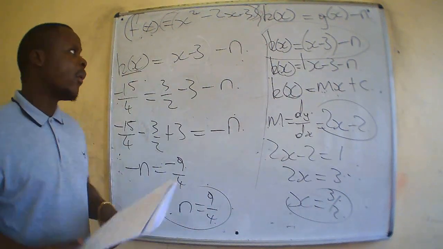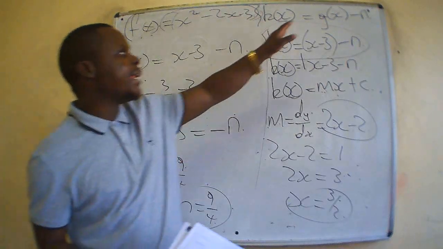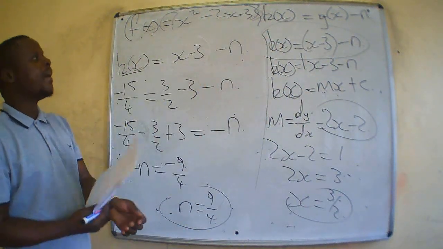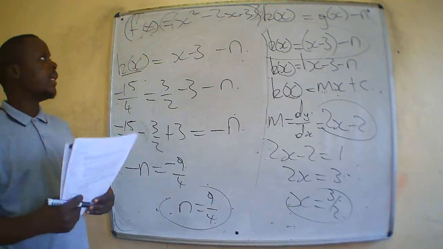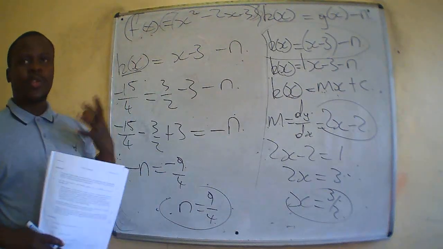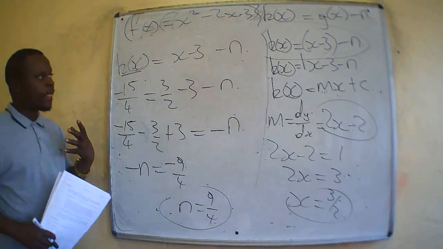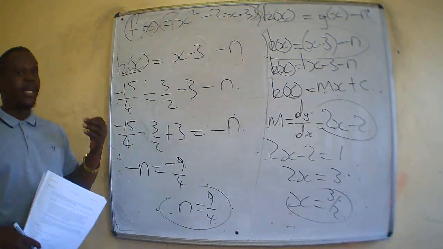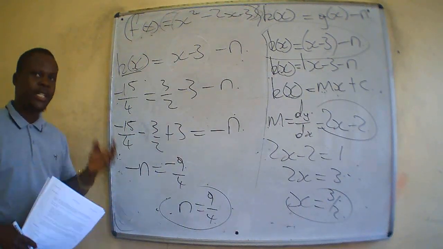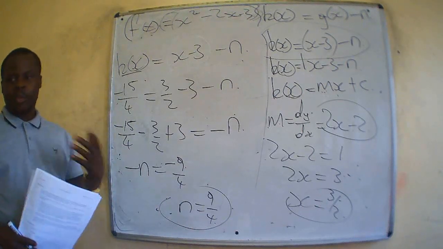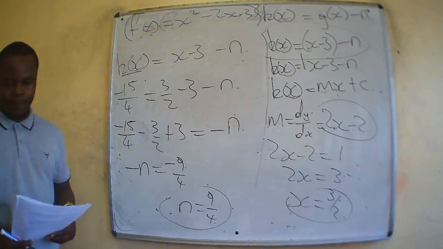So we now have the value of n. That means n should be 9 over 4 for this kx to become what is called a tangent to this. This is almost the same process that we use when we want to find the equation of a tangent, be it on a hyperbola, on a parabola, or on a cubic function. We found them in the same way.